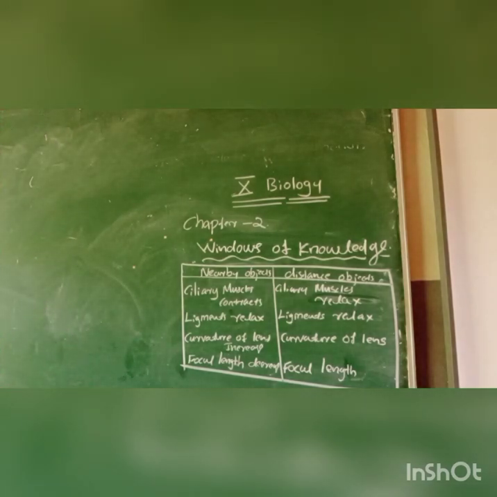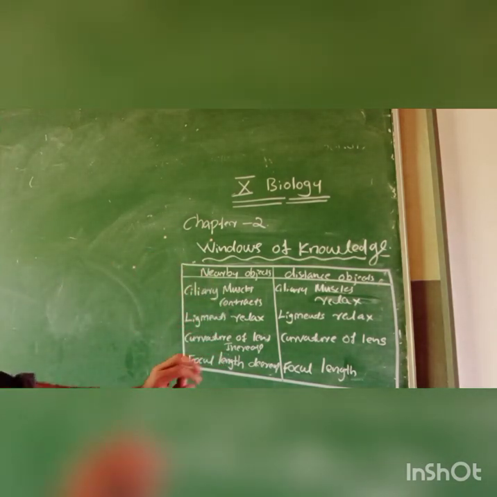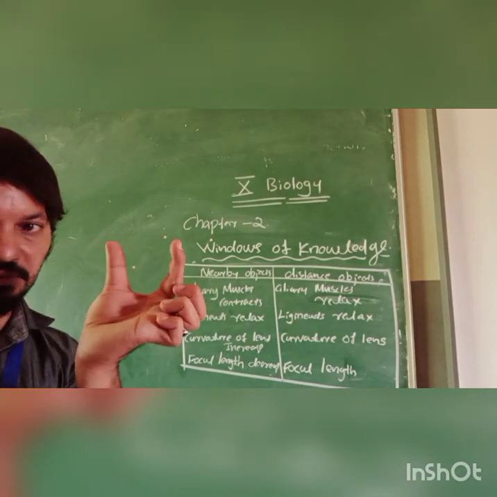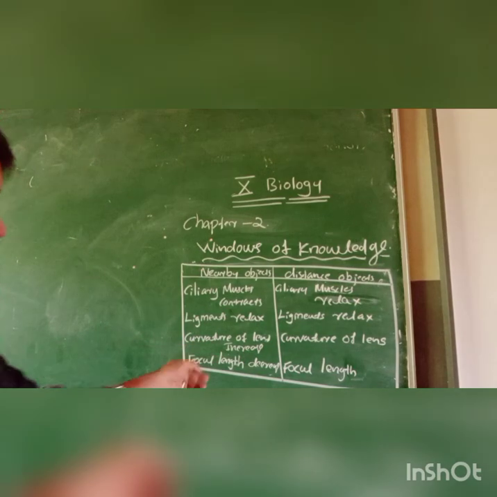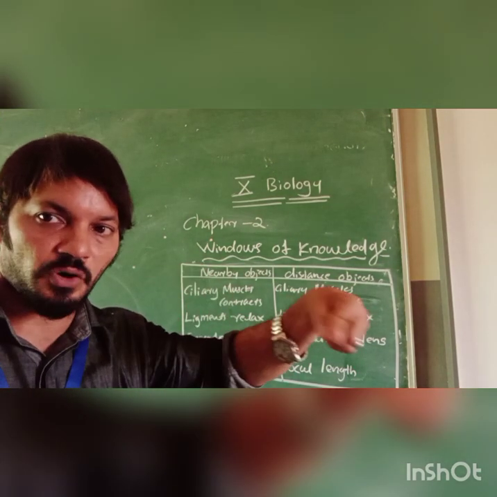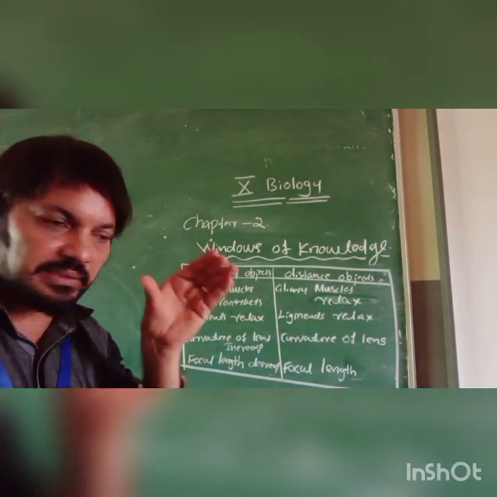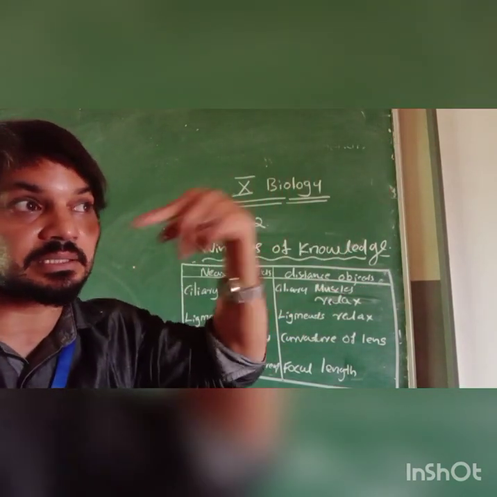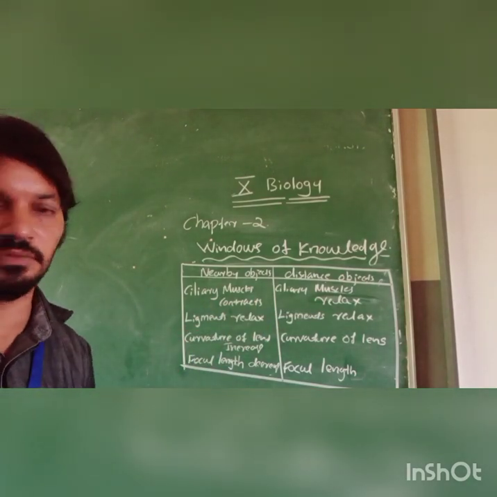Understood? Ciliary muscle contracts, and the ligament relaxes, and the curvature of the lens increases. Look, the curvature of the lens increases, and the focal length decreases, as when you look at books. When the object is far, remember, this is the opposite of distant object viewing.